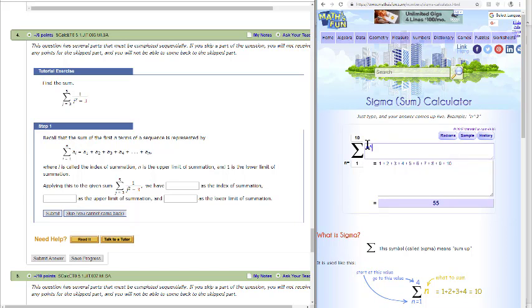Now if I change it to something like n squared, then I would add up the first 10 squares of the numbers. So that's 1, 4, 9, 16, etc. I can go with a different starting point. I can start with 5 to 10, and so that starts with 25, and then 36, 49, 64, 81, and 100.